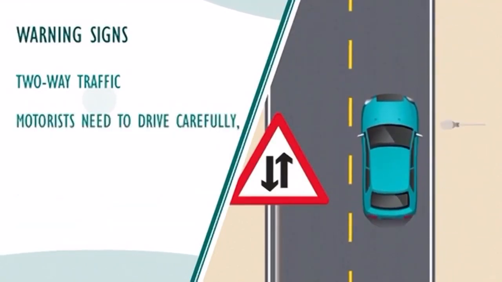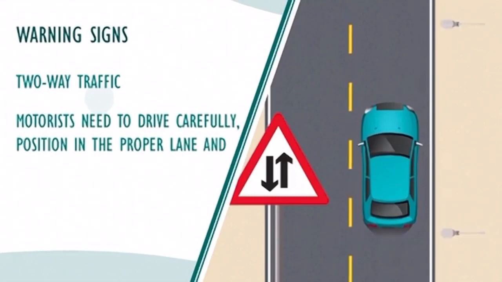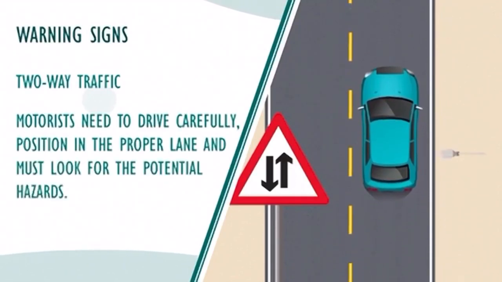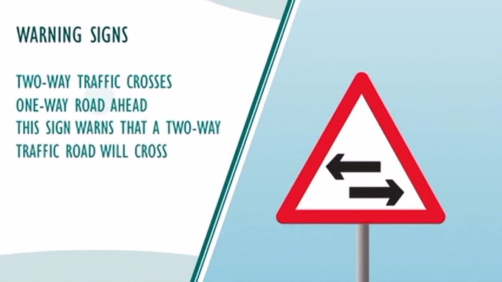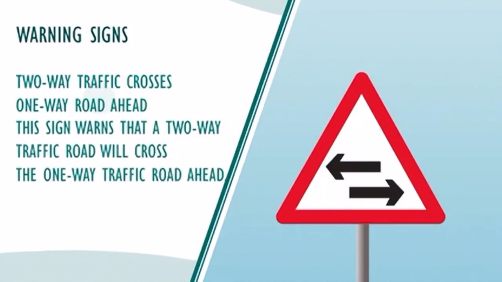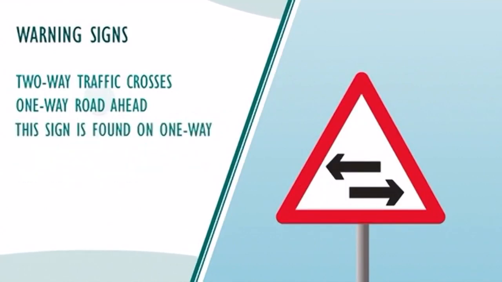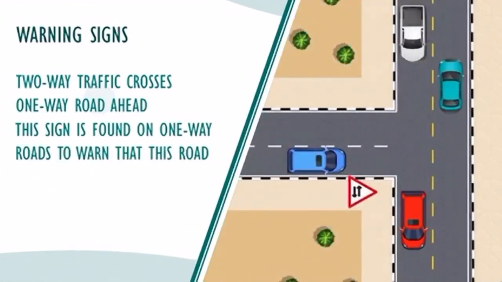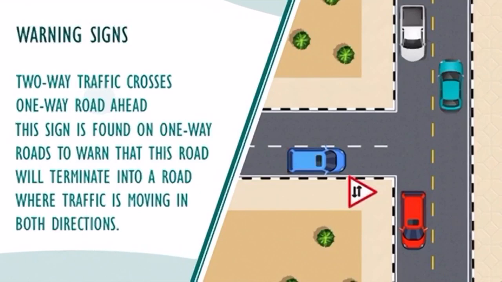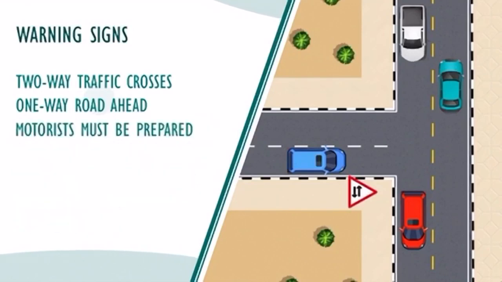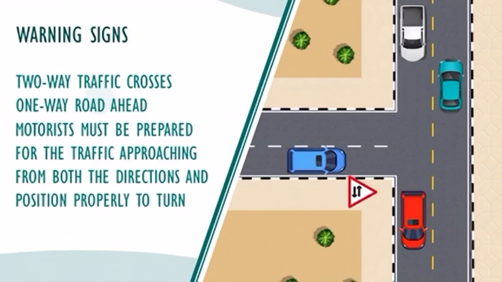Motorists need to drive carefully, position in the proper lane, and must look for potential hazards. This sign warns that a two-way traffic road will cross the one-way traffic road ahead. This sign is found on one-way roads to warn that this road will terminate into a road where traffic is moving in both directions. Motorists must be prepared for the traffic approaching from both directions and position properly to turn either left or right.